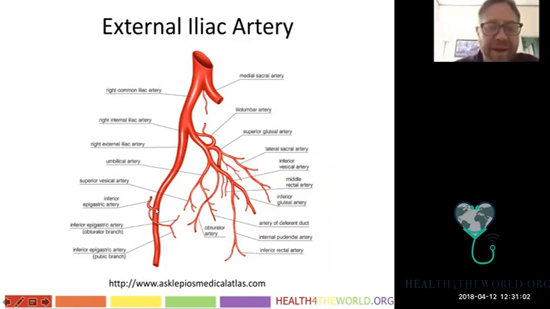Inferior epigastric artery, and then this obturator branch that can come off, and this is a variant called the Corona Mortis.